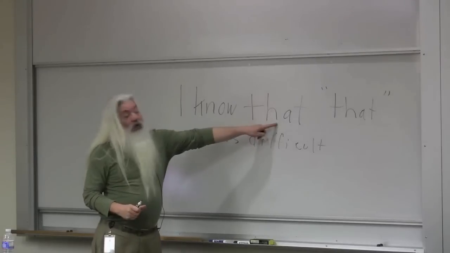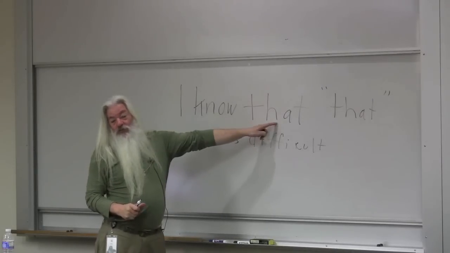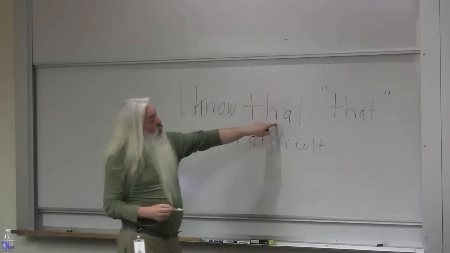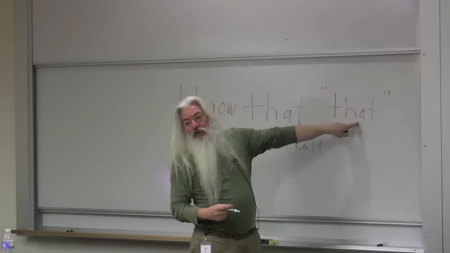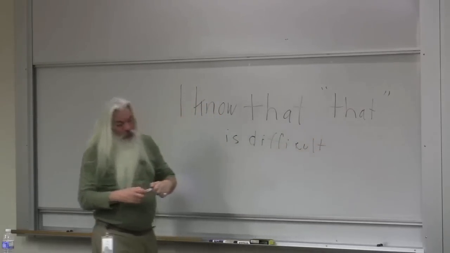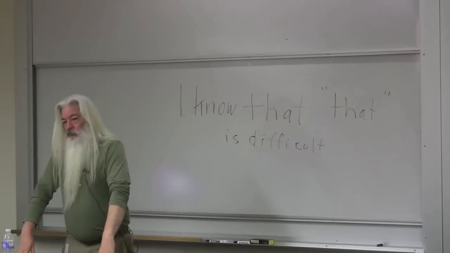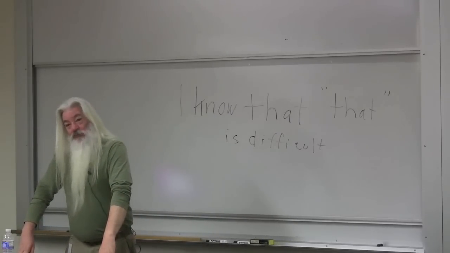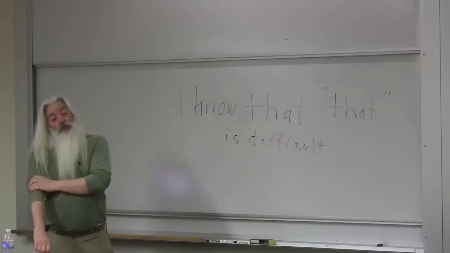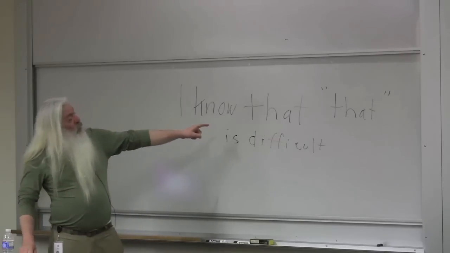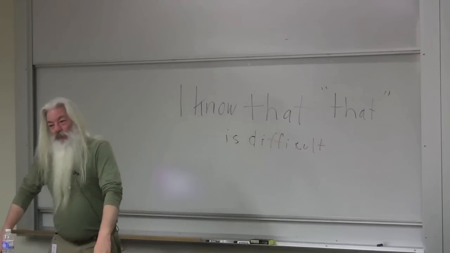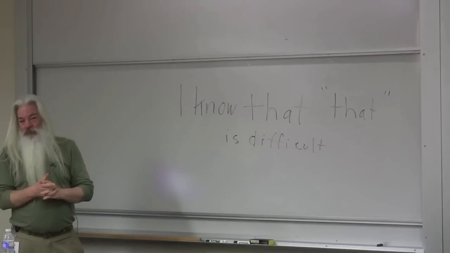Here, you can have a schwa. Actually, it's a barred I. It's a raised schwa. It would be wrong to say, "I know that." Right, I could say, "I know that," but I can't say, "I know that." I could not say, "I know that that is an example," or "I know that that is difficult."